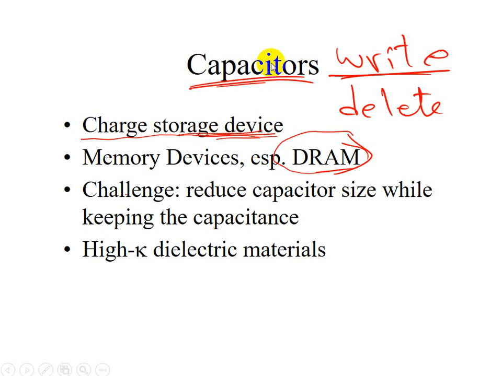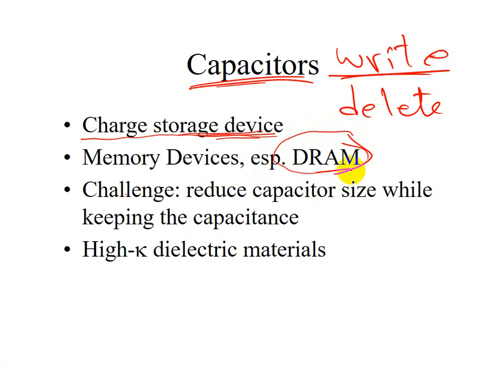DRAM, a memory. And that write and delete is controlled by a transistor. So you can have full of charge particle and drain charge particle. So that would be 1 and 0 for binary systems.